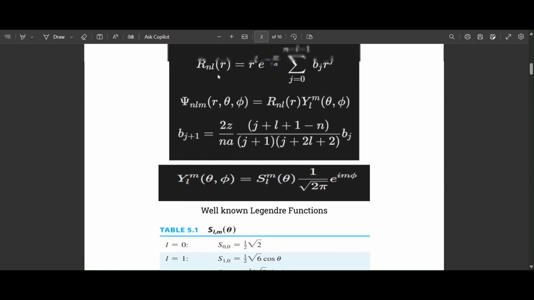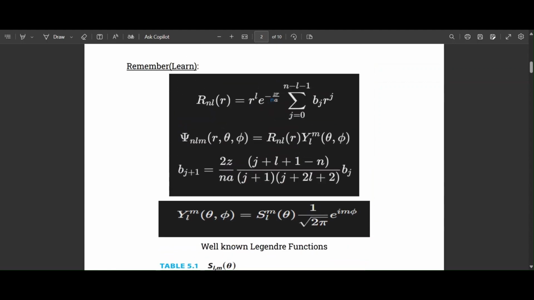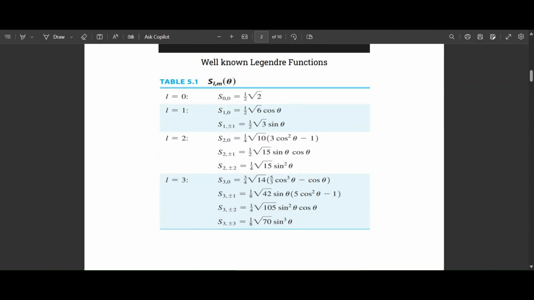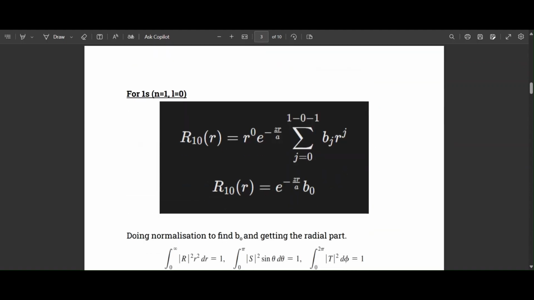So this page you can take the help of, for further calculations. Okay, so let's move on to the next slide now. Now we are calculating for 1s, n equals 1, l equals 0.